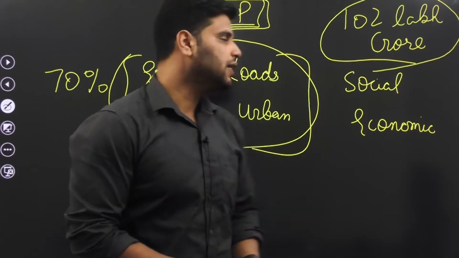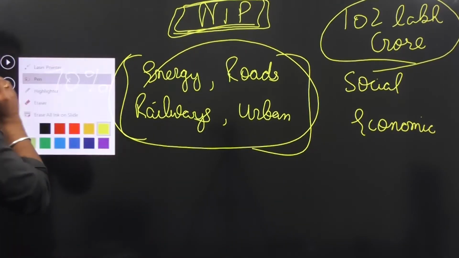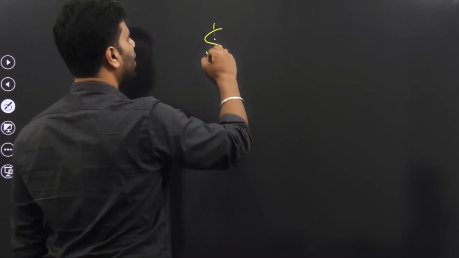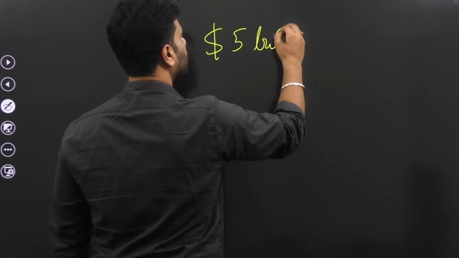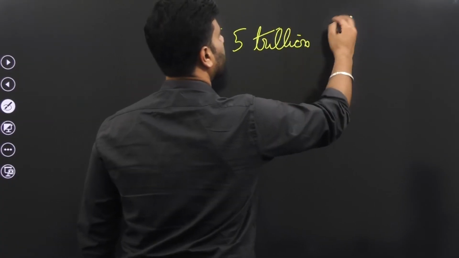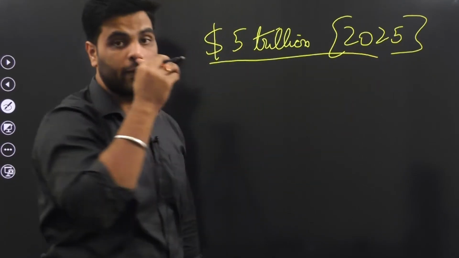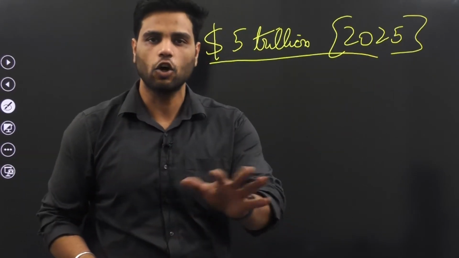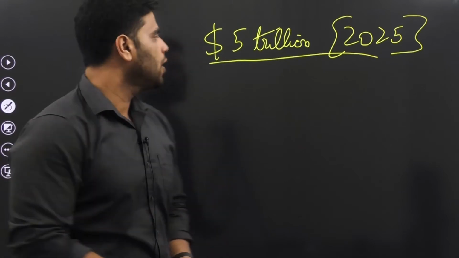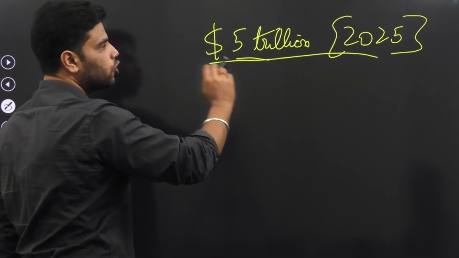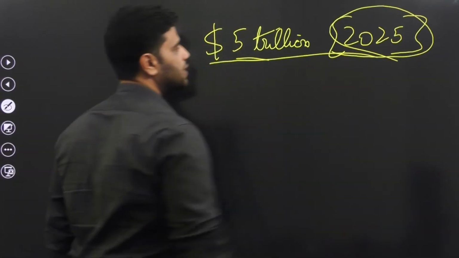Now, why is there a need for a national infrastructure pipeline? Well, as you all know, India aims to become a $5 trillion economy by 2025. Currently, we are $2.9 or $3 trillion. Our GDP is that. We want to become a $5 trillion economy by this year.